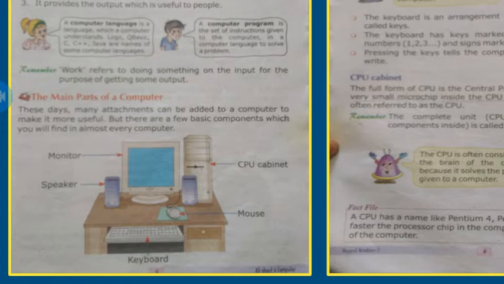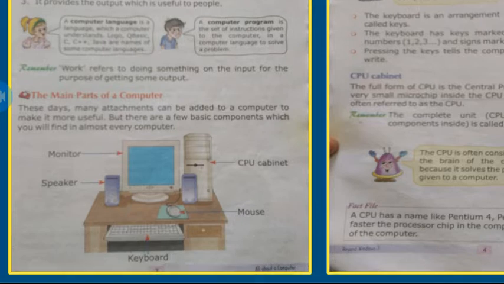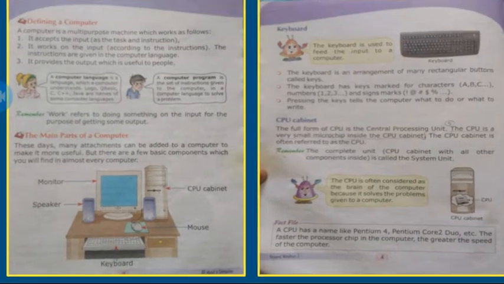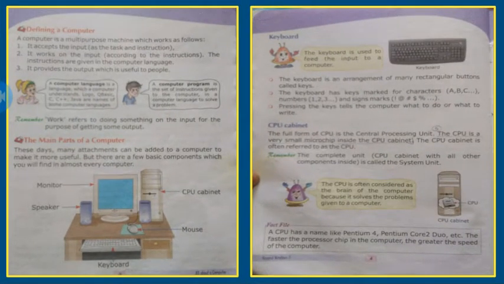Number 1, students, monitor. It looks like a television. Second one is the speaker. You all know about this speaker. The speaker is used to listen to music. The CPU cabinet, it works as the brain of the computer. This is the mouse and the keyboard. This is the keyboard. Now I am going to discuss them one by one.